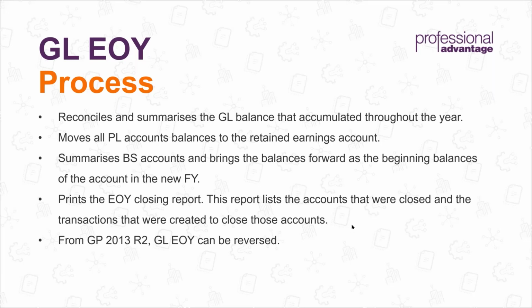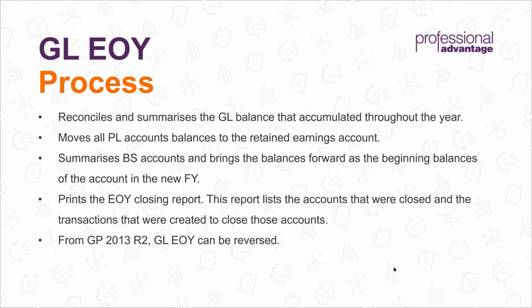This report will list all accounts that are closed and the transactions created to close those accounts. Basically, for all the P&L accounts, the GL year-end process will zero out all the P&L account balances and summarize their balance into the retained earnings account that we nominated in the GL module setup window. And at the same time, it moves forward balances for all of your balance sheet accounts as a beginning balance for the new financial year.